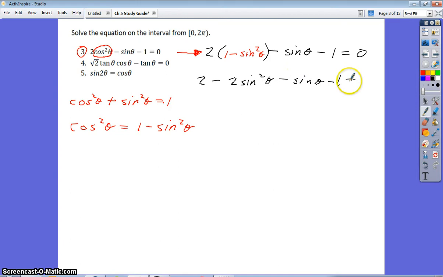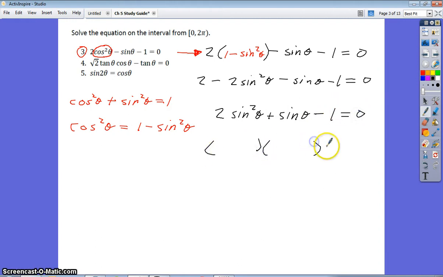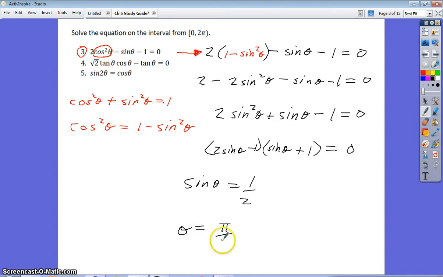Alright, so we have the 2 minus 1 is a 1, and I'm going to multiply everything by a negative. That's going to give me a quadratic that I can factor. And I have a plus and a minus there. So that gives me sine theta equals 1/2. We just did that. That was at pi over 6 and 5 pi over 6.